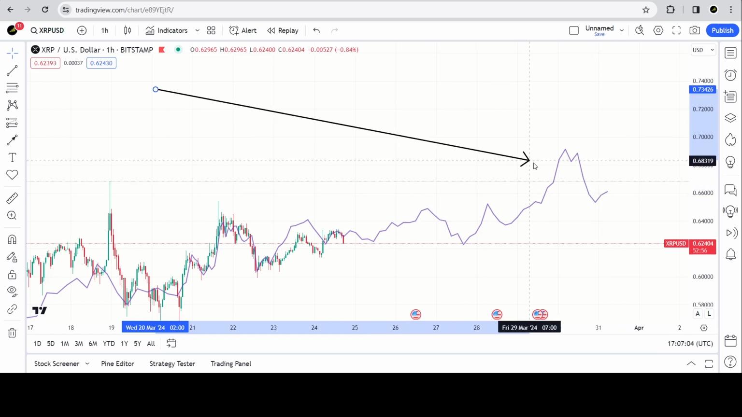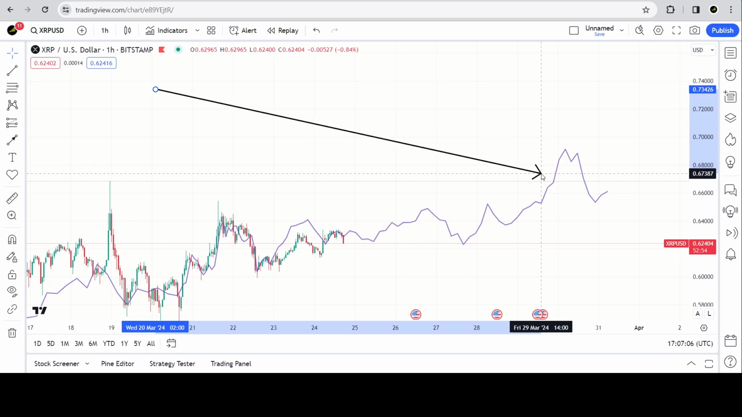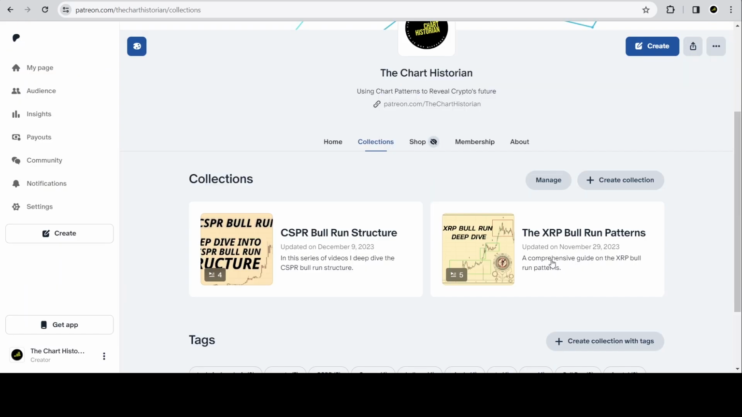Now, this bull run structure is a repetitive structure. I have on my Patreon page, which is patreon.com/thecharthistorian, a series of videos where I deep dive into the XRP bull run structure. It is made up of repetitive structures. There's parts where it will pull back and consolidate. There's parts where it will move up aggressively.